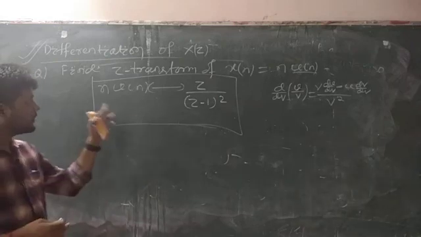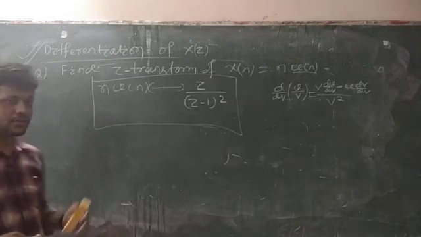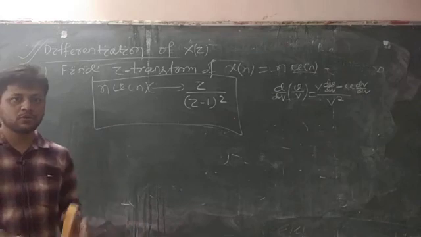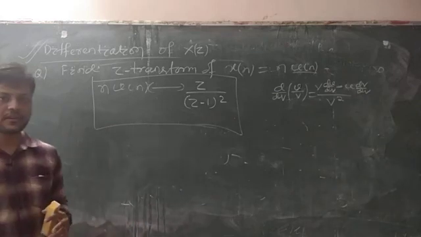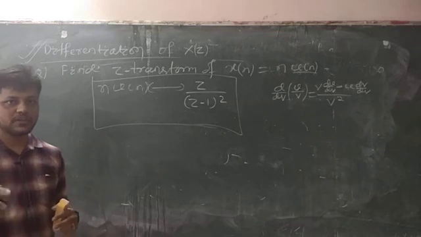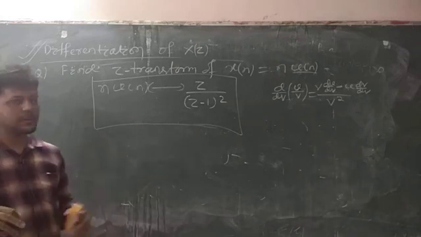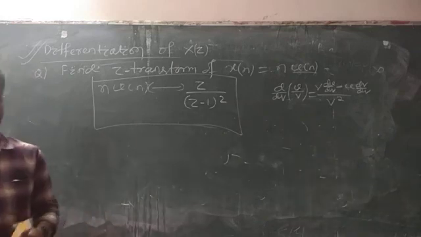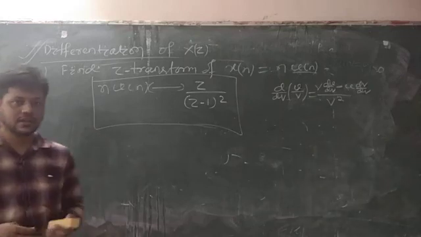So you have to write that the z transform of u(n) is z by z minus 1, and from the differentiation property we know that n x(n) is minus z d by dz of X of z. So n u(n) is minus z d by dz of z by z minus 1. Then you have to perform the differentiation, and then write the answer.